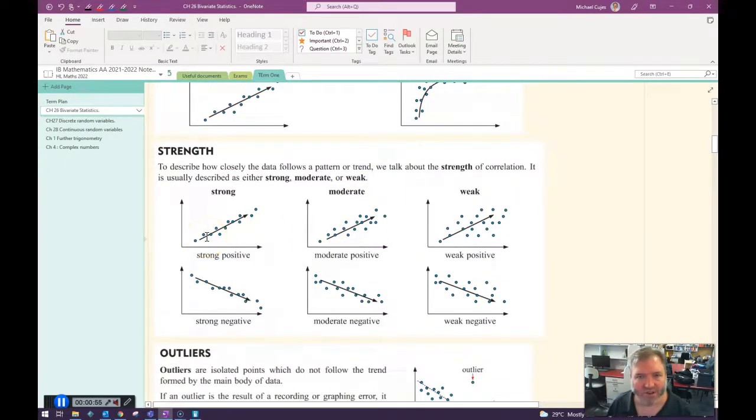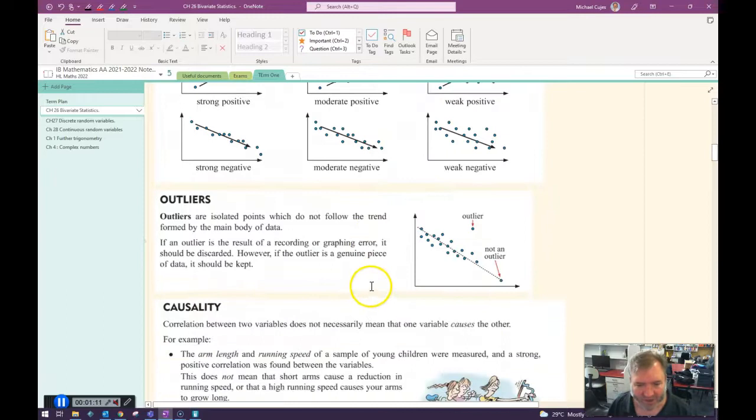The strength of a correlation, strong, moderate, or weak, depending on how closely the points follow the line that you're saying is the line that fits the data the best. And again, we can have a strong positive, strong negative, moderate positive, moderate negative, weak positive, weak negative. We get the idea.